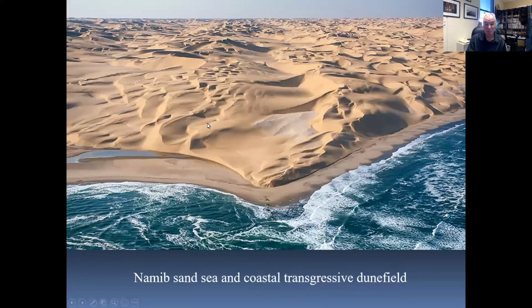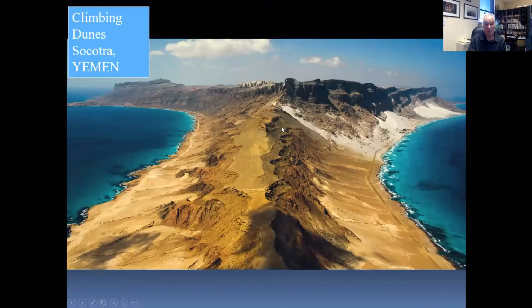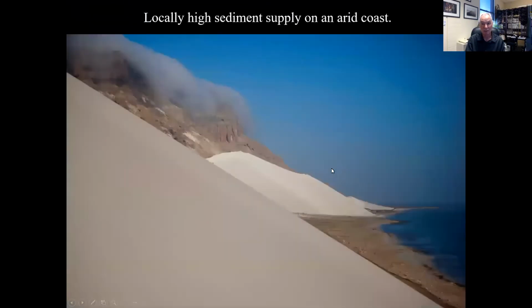And of course, the Namib Sand Sea, this is a mix of coastal dunes and desert dunes all together. Again, hyper-arid, very little chance for vegetation to grow. Similarly, in lots of the arid countries in the rest of the world, for example this example in Yemen, where we have these beautiful climbing dunes, locally high sediment supply on a hyper-arid coast, building nice transgressive dunefields.